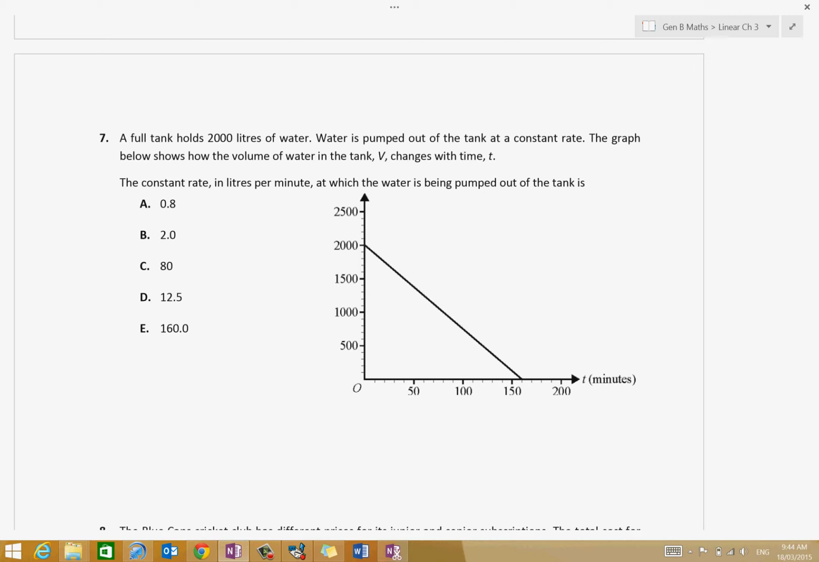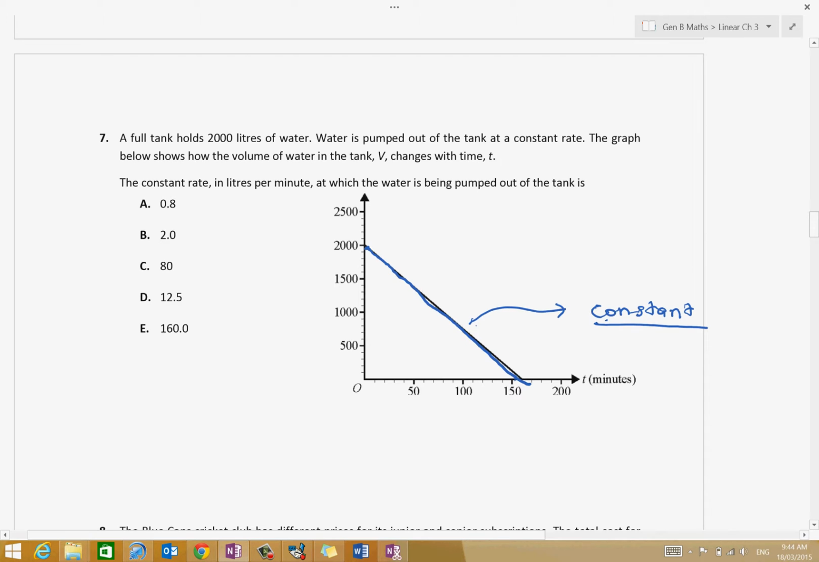A full tank holds 2,000 litres of water. Water is pumped out at a constant rate. Rate being the slope. Notice that this is a straight line. That means that this is a constant rate. And you can also think about it, if we're talking in terms of money, then this is actually like a depreciation. Okay, it's depreciating. It's getting smaller. The constant rate in litres per minute, well, the rate is just the slope. The slope of the line.